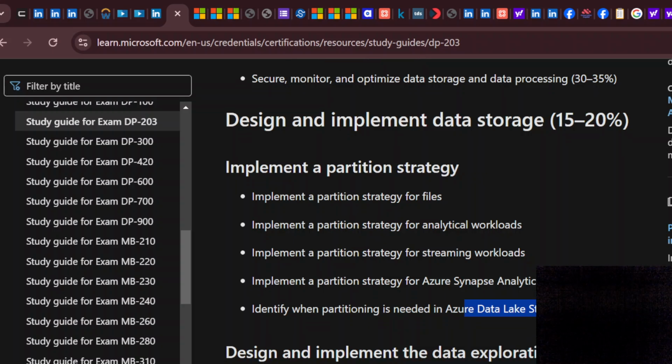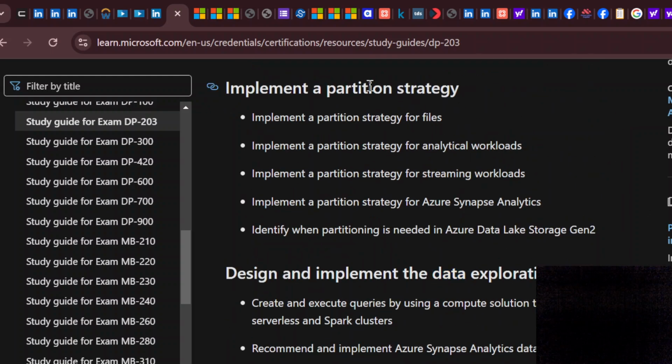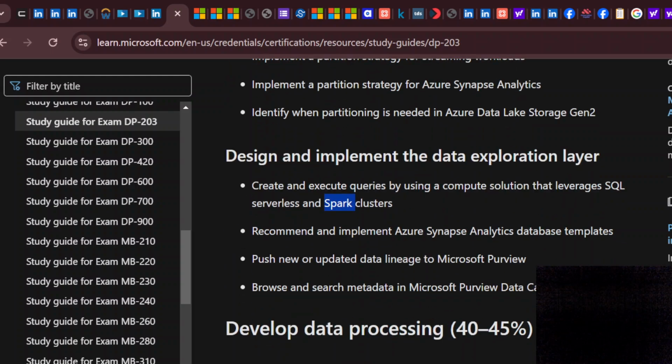Design and implement data exploration layer. So this is data storage, this is data exploration. You execute queries by using a compute solution that leverages SQL serverless and Spark clusters. Recommend and implement Azure Synapse Analytics database templates. Push new or updated data lineage to Microsoft Purview. Browse and search metadata in Microsoft Purview.